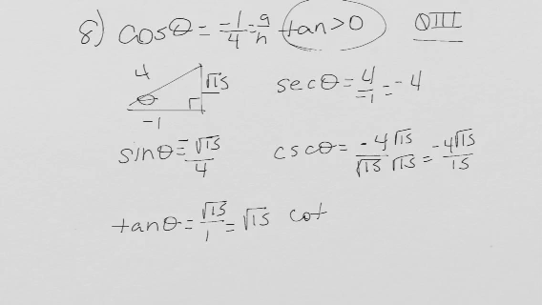Our cotangent is taking that same value and finding the reciprocal, so 1 over root 15, which requires us to rationalize, and we get root 15 over 15.